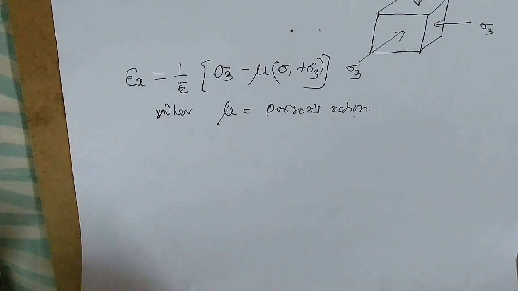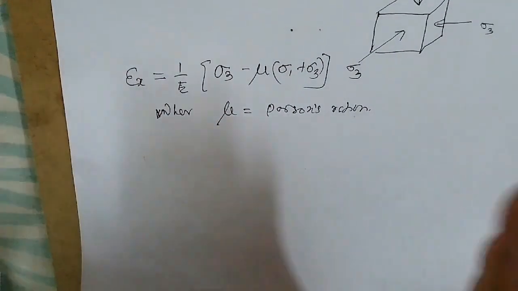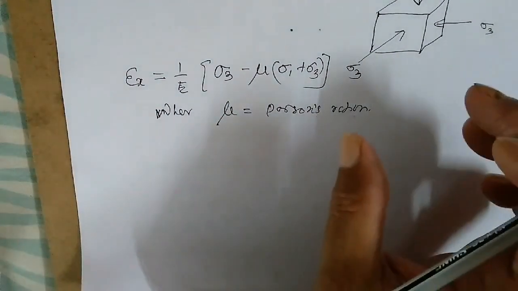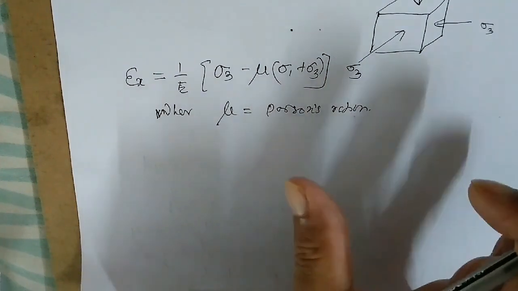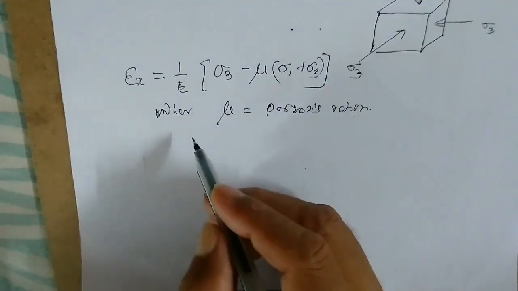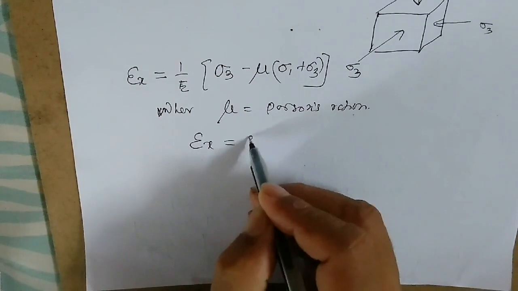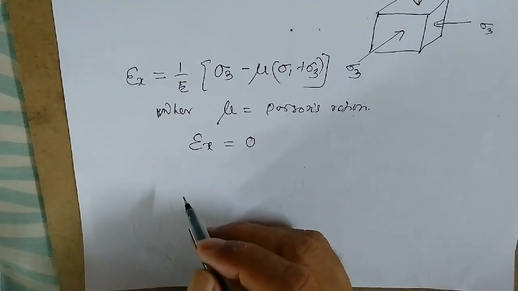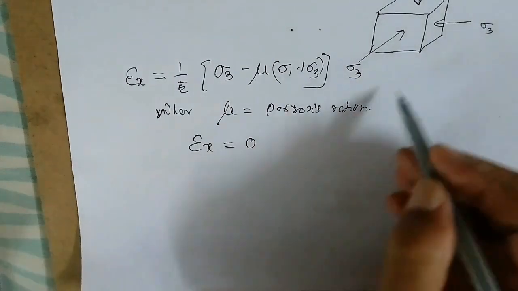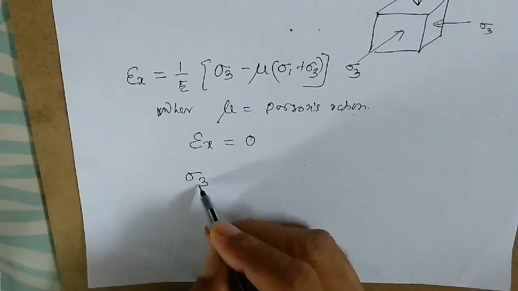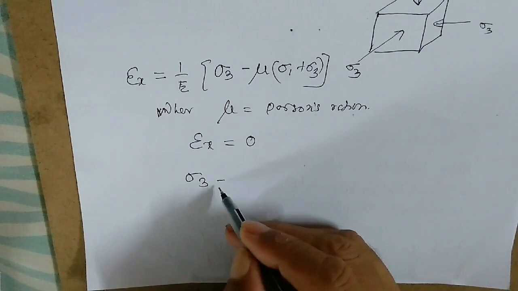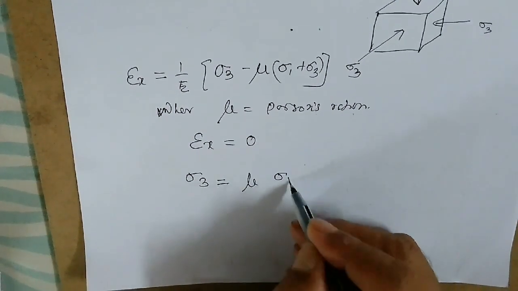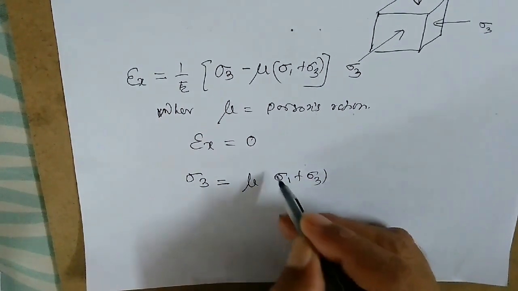Now, at rest condition, because there is no movement of the wall, the element will not be compressed or elongated. So strain will be 0. That is, epsilon x will be equal to 0. That means this equation will be equal to 0, that means E goes out, so sigma 3 equals mu times sigma 1 plus sigma 3.